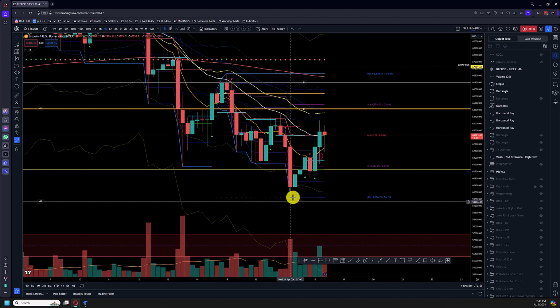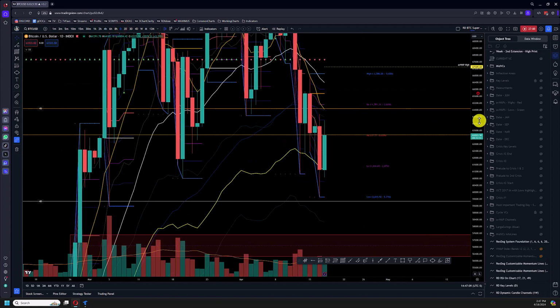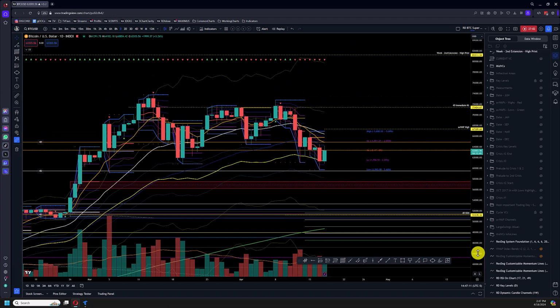Let me make sure we've covered everything. Reversion to the RDA magnet, bias, momentum. Yep, key levels. We've covered all that. One of the other things on this chart that you might find interesting is, if we go to the daily time frame, I consistently update and keep organized the key levels.